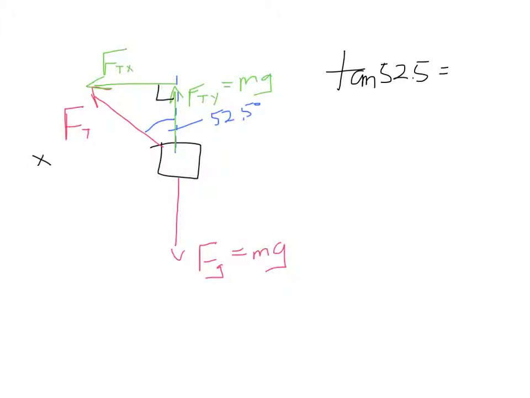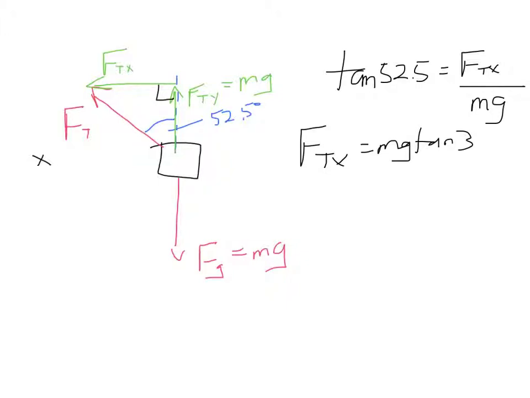We know that the tangent of any angle is going to be equal to the opposite side, which in this case is FTx, over the adjacent side, which in this case is FTy, but we know that to be mg. And if I isolate for FTx, that gives me mg times tan of 52.5 degrees.